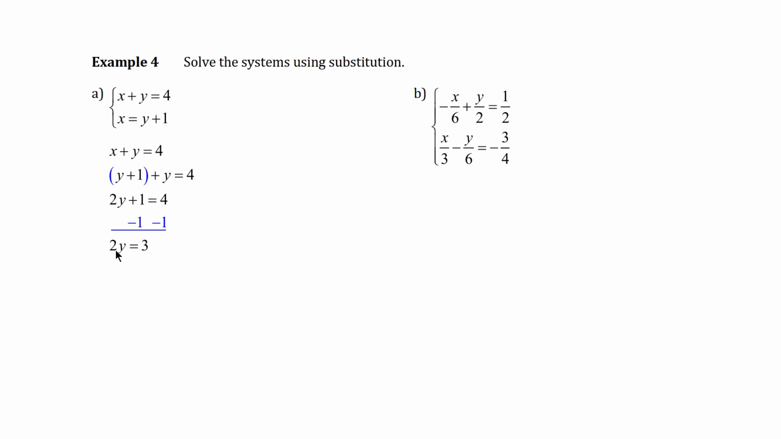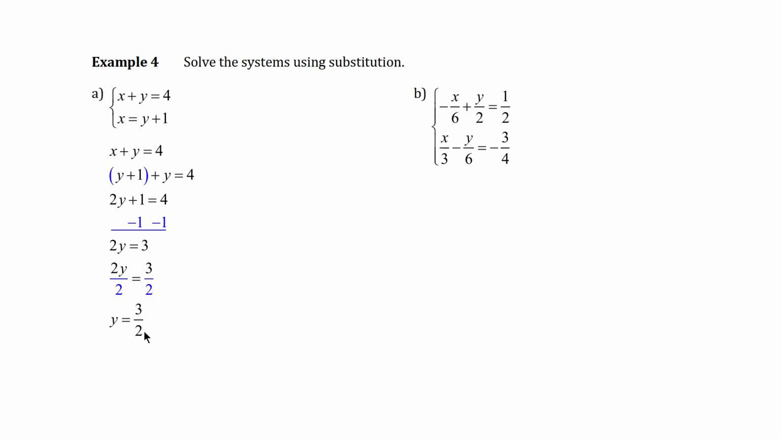From here, we get rid of the 2 in front of the y by dividing both sides by 2. We have 2y divided by 2 equals 3 divided by 2. Simplifying the left-hand side, 2y divided by 2 is y, and on the right-hand side, we just bring down the 3 over 2. So our result is y equals 3 over 2.